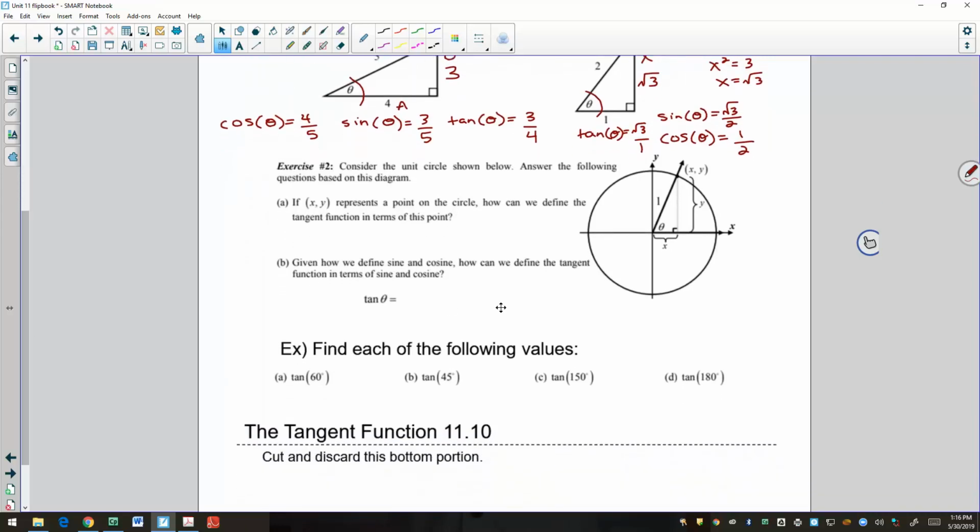Exercise 2. Consider this unit circle drawn. If (x, y) represents a point on the circle, how can we define the tangent function in terms of this point?